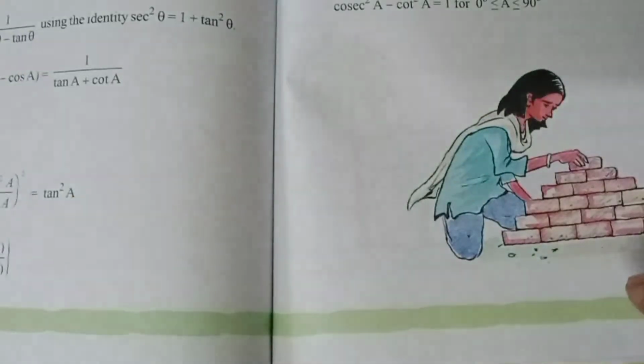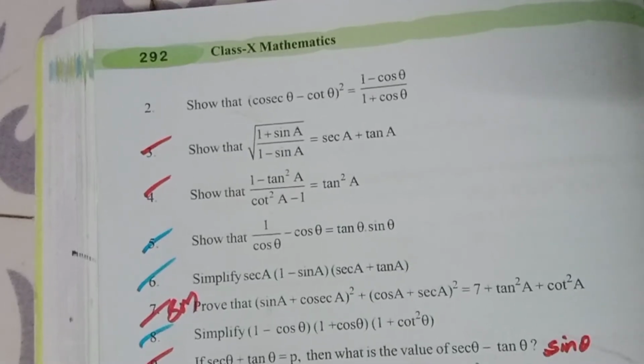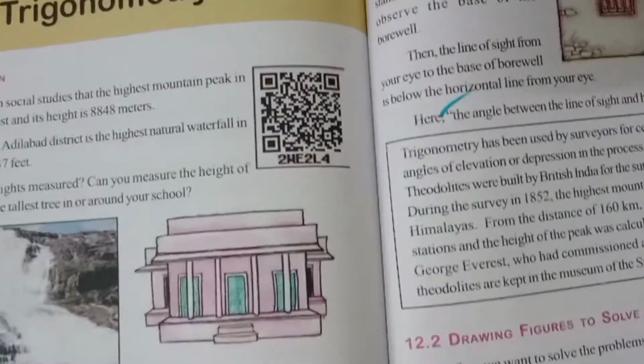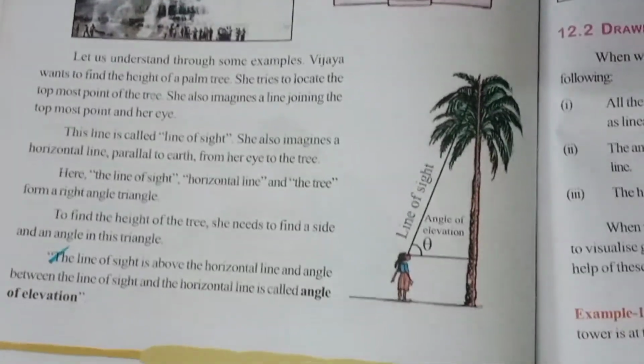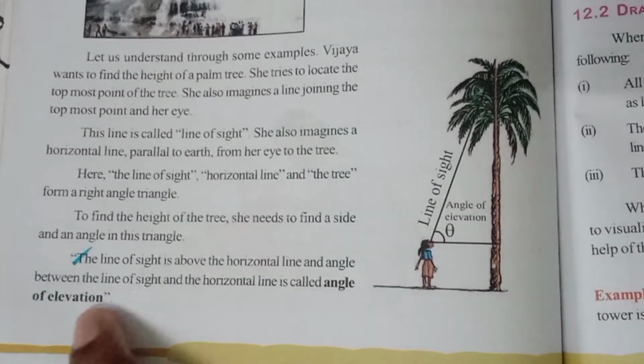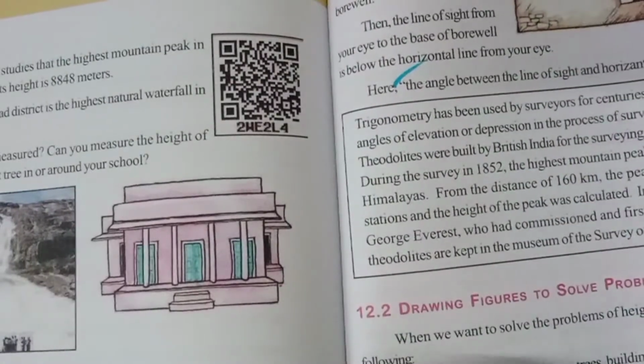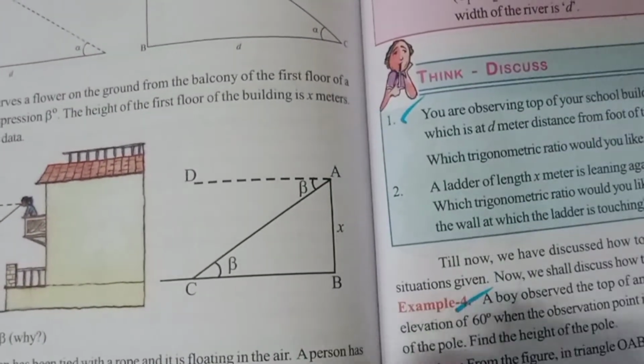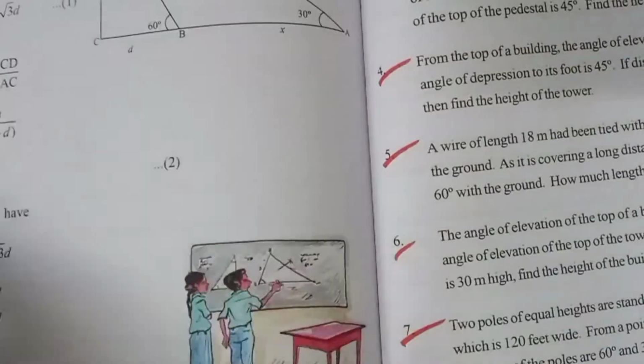First Roman 2 and 3. Next, page number 292, problems 5, 6, 8. These are very, very important questions. Now angle of depression and angle of elevation. They may ask the definitions of angle of depression and angle of elevation. The problems are there. The figures you have to practice in these problems. That is very, very important.